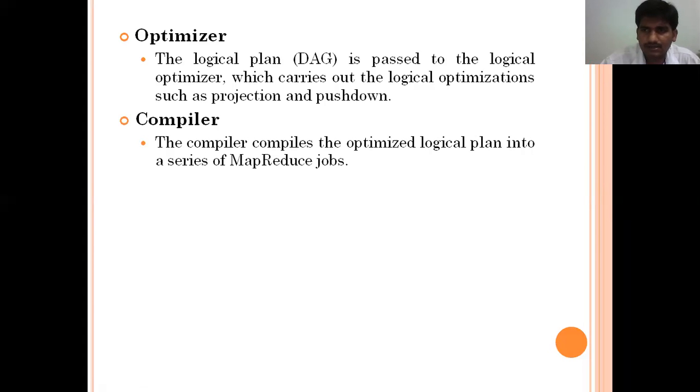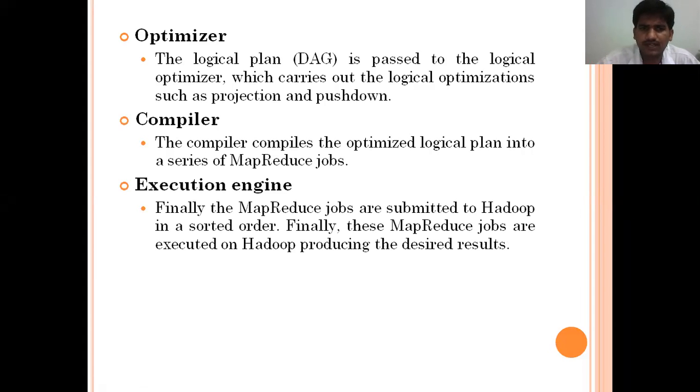Then what is a compiler? Here we have to know the difference between compiler and compiles. Every program compiles on a compiler. The compiler compiles the optimized logical plan into a series of MapReduce jobs. Then the execution engine: finally, the MapReduce jobs are submitted to Hadoop in sorted order. Finally, these MapReduce jobs are executed on Hadoop with the desired result. So this is the final output of Apache Pig. The data is submitted to the MapReduce job, and then it produces the desired result for the Hadoop system.